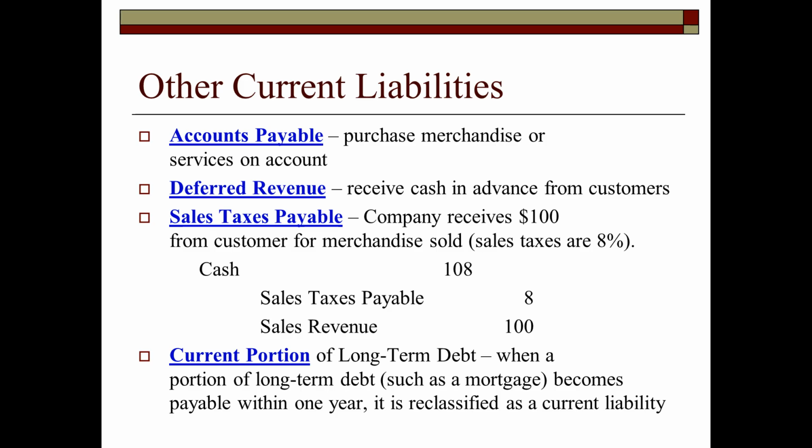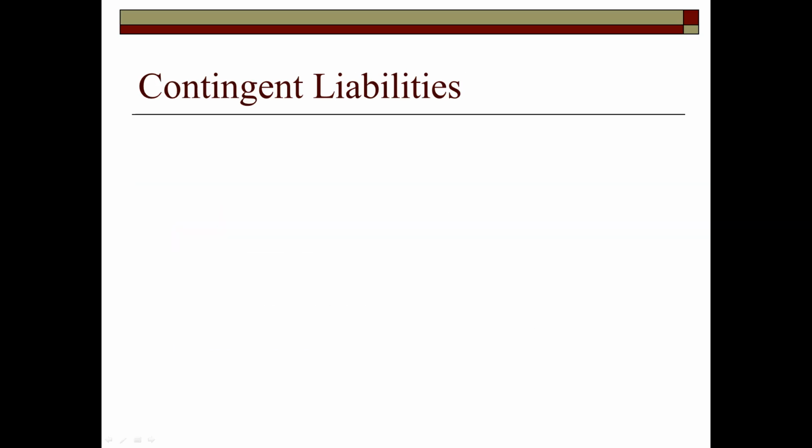And then the current portion of long-term debt is also a current liability that represents the 12 months principal payments. So when a portion of long-term debt, such as a mortgage, becomes payable within 1 year, it is reclassified on the balance sheet as a current liability.